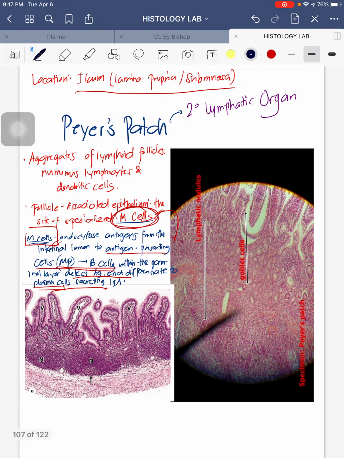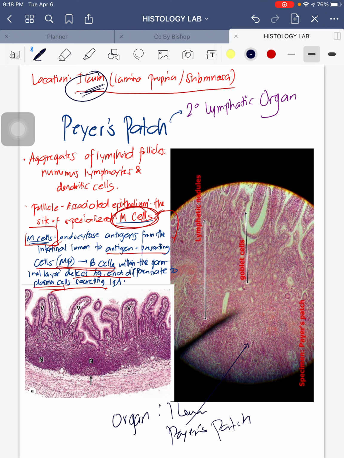So next, Peyer's patch. I'll try to run short and go through this fast since this was already taken up in your lymphoid connective tissue. Peyer's patch is aggregates of lymphoid nodules in the submucosa or the mucosa layer of your ileum. If the question is identify the organ or specimen, you will answer ileum. If you identify the area pointed at, you will answer Peyer's patch.